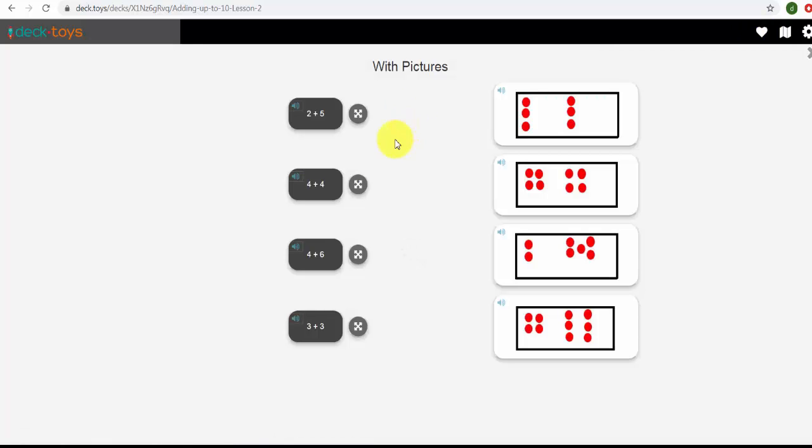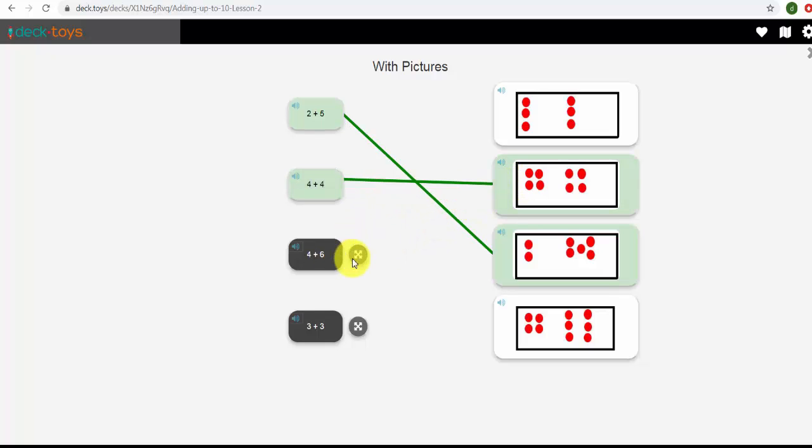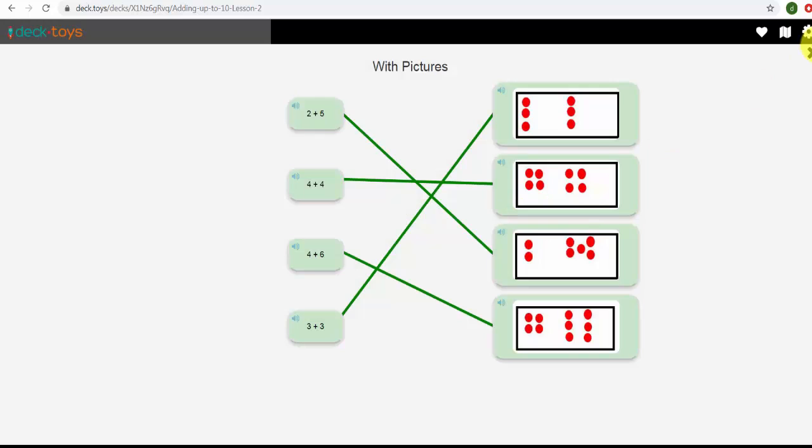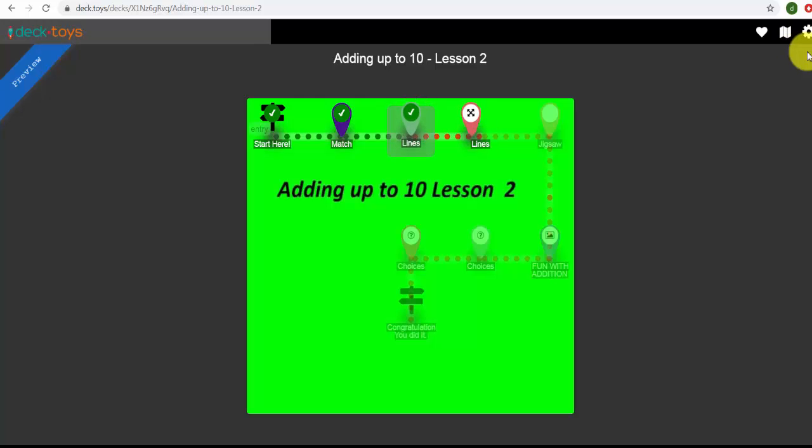Lines. Now with this one, we're going to line these up. 2 plus 5. Where do you see 2? Here's 2 and there's 5 dots. So you draw it down here. And when it turns green, you know you got the right one. 4 plus 4 is here. And 4 plus 6 would be here. And 3 plus 3 is up here. So when you're all done, we got them all right. You hit the X and you go on to the next one. Here's some more lines up here. And it continues on. Okay?